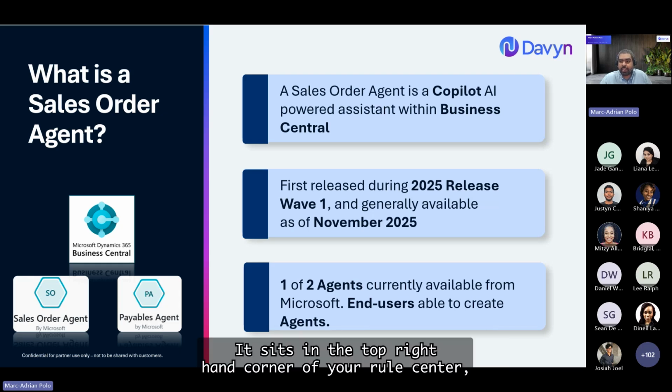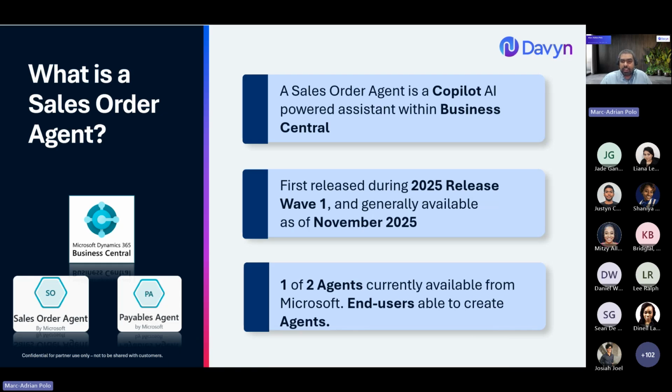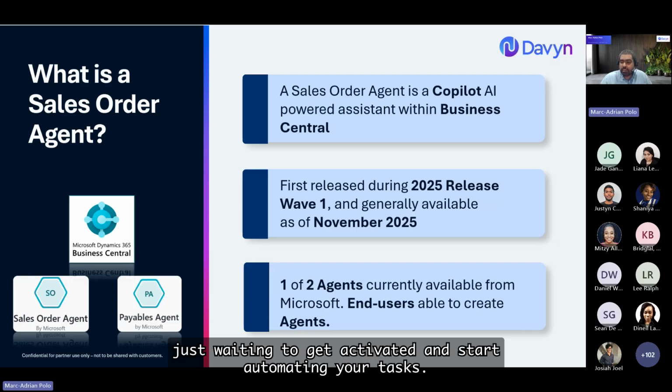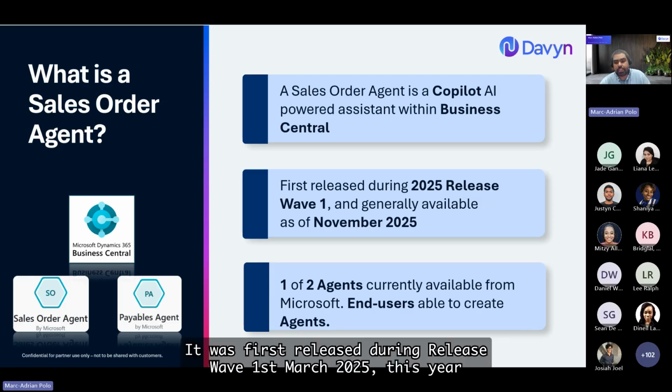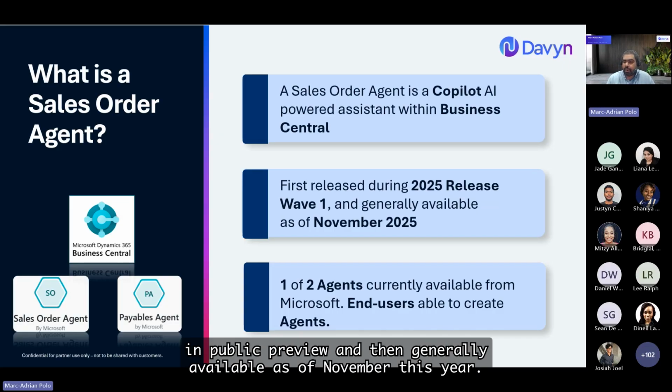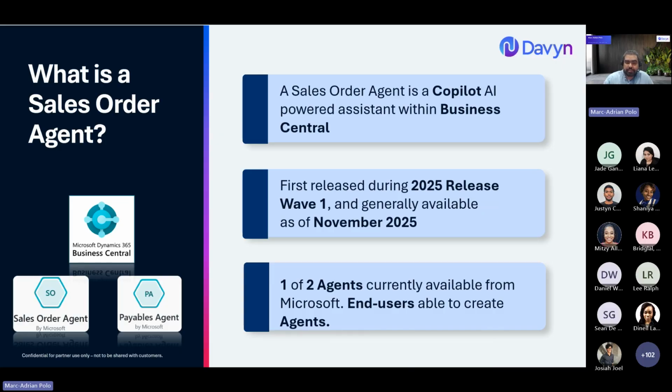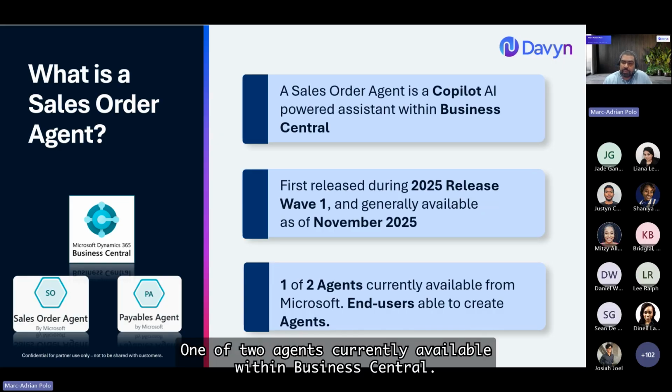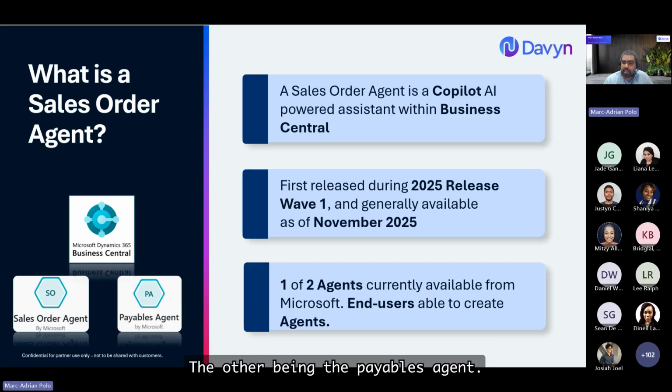It sits in the top right-hand corner of your role center, just waiting to get activated and start automating your tasks. It was first released during release wave 1, March 2025, in public preview, and then generally available as of November this year. It is one of two agents currently available within Business Central, the other being the payables agent.